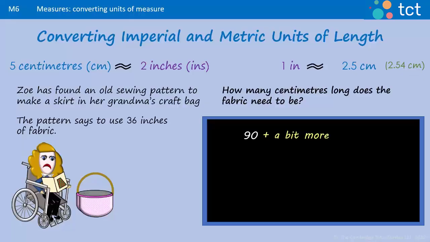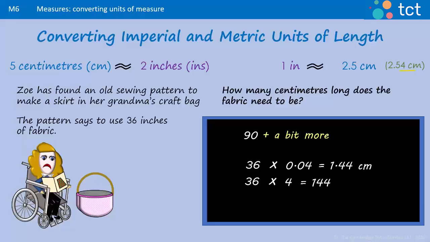How much more do we need? If we take that extra 0.04 that's added onto the 2.5 and we multiply that by 36, using what you know about 36 times 4, so double 36 and double it again, that's 144. And if you're familiar with how you use multiply by 4 to work out multiply by 0.04, you'll be able to work out that the extra is 1.44 centimetres.